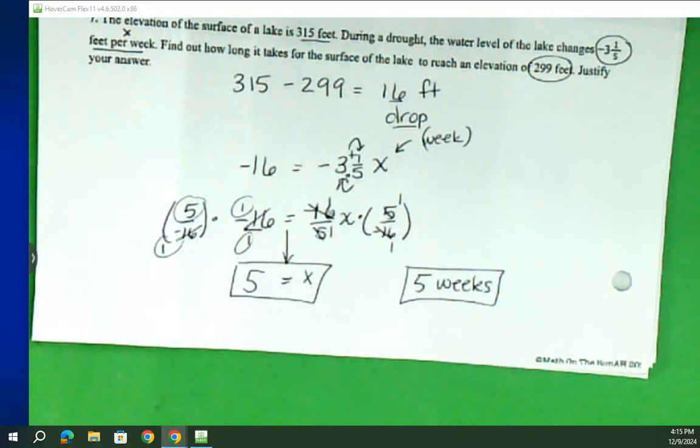All right, that is our 4.2 notes for today on using multiplication and division to solve equations.